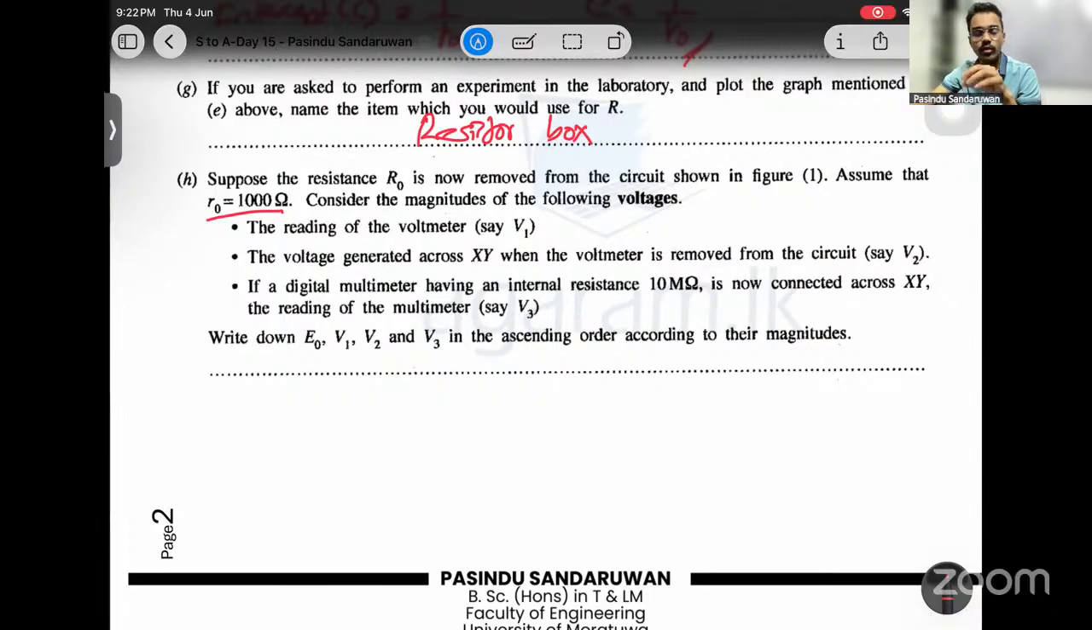When the voltmeter is connected now, the highest error means the minimum reading, because a higher voltage is absorbed. When a higher voltage is absorbed, the reading is minimum. Then V1 should be minimum.